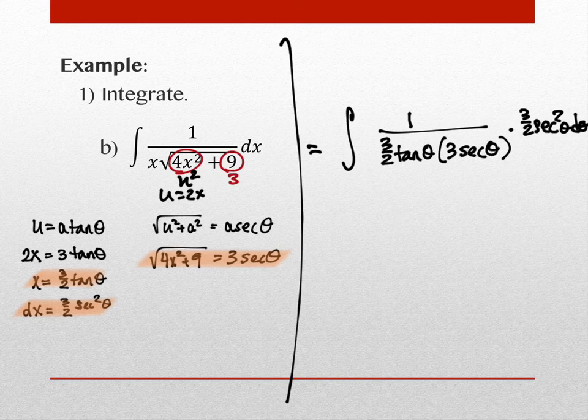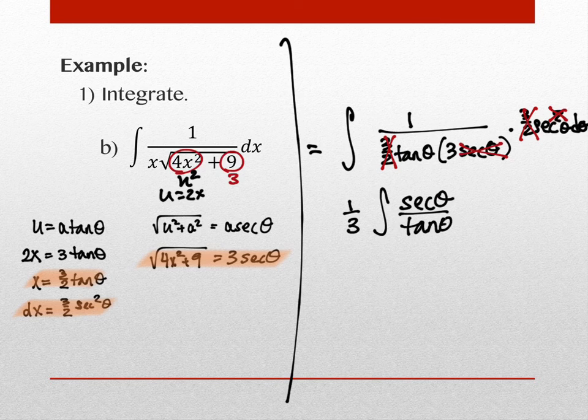Let's reduce some things. What pieces do you see that could cancel? One of the secants will cancel. So this secant squared will be a secant, and this secant will cancel. What else? The 3/2 will cancel. That's friendly. I think that's it. I still have a 3 in the denominator, so I'm going to pull out a 1/3 in the front. And I now have secant theta over tangent theta, d theta.